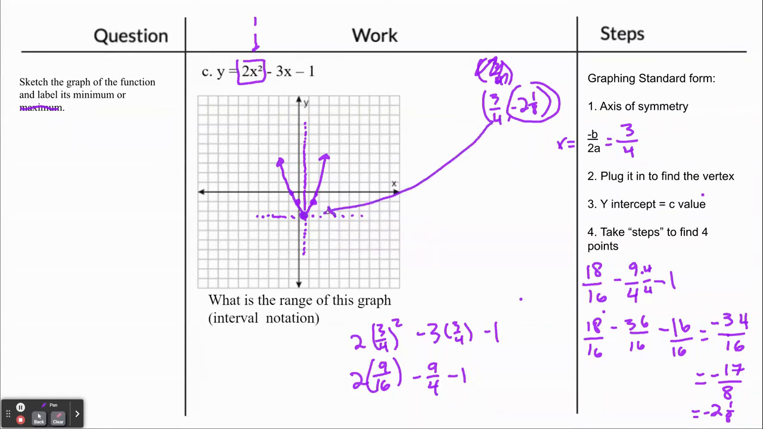And the range of this in interval notation, again, range is the y value. The bottom, it does touch negative 2 1/8, but then it goes on forever up into infinity. So in interval notation, the range looks like this.